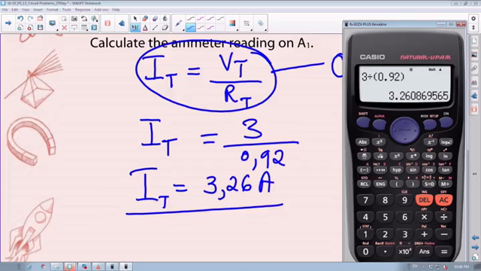So this is the total current that is going to pass through current 1, which is ammeter 1. Ammeter, remember, is connected at a point. It measures the quantity of charge that passes through a point per unit time or per second.